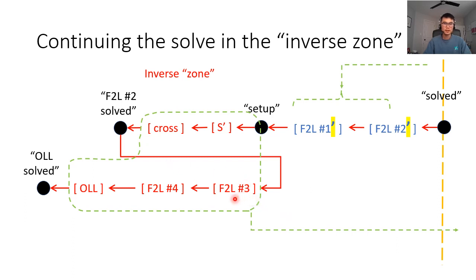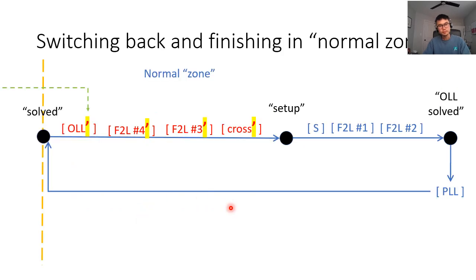Let's say we find F2L pair number 3, number 4, and then you solve your OLL, and you get OLL solved. And just for funsies, let's just switch it back to the normal zone. I like to note that whatever PLL you get in the inverse zone or the other way, when you switch it, you're still going to get the same PLL. So I'm not going to elaborate on why this might have a benefit.